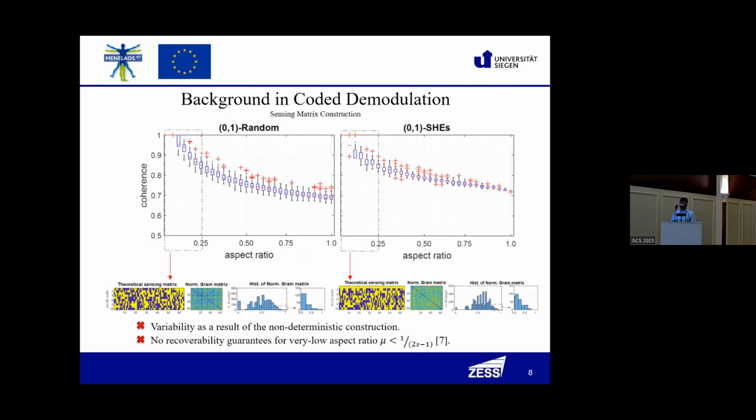So a random binary matrix in which the location of the non-zero element is given by a realization of a random variable that follows a certain distribution, or a Hadamard matrix plus a posterior rescaling from ±1 to 0, 1. The problem here is that there is a variability that is not a deterministic approach, and also that because of the low aspect ratio, we are not able to ensure recoverability. This is a problem and leads to a depth estimation error.